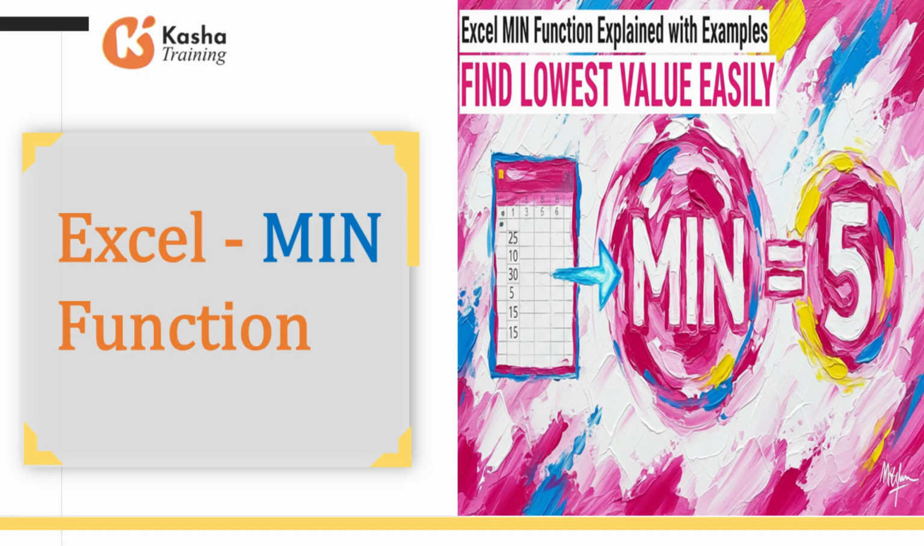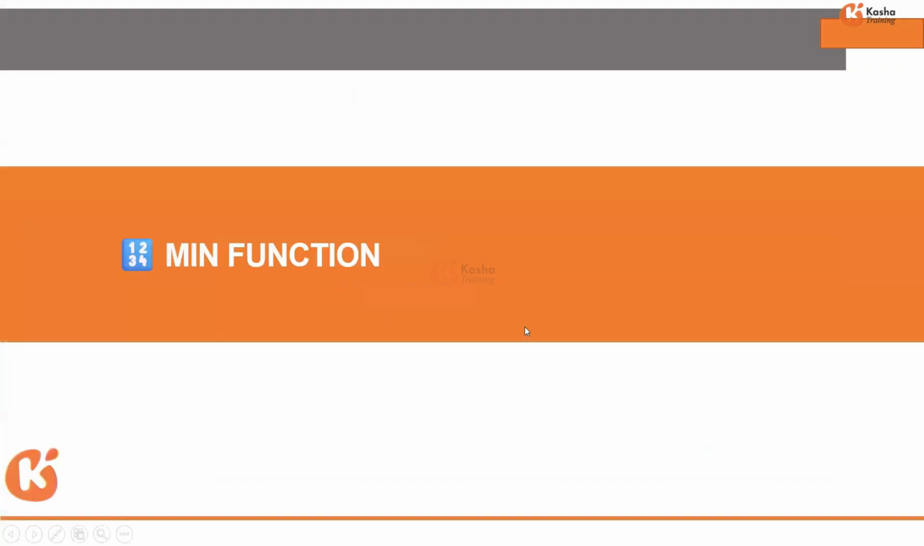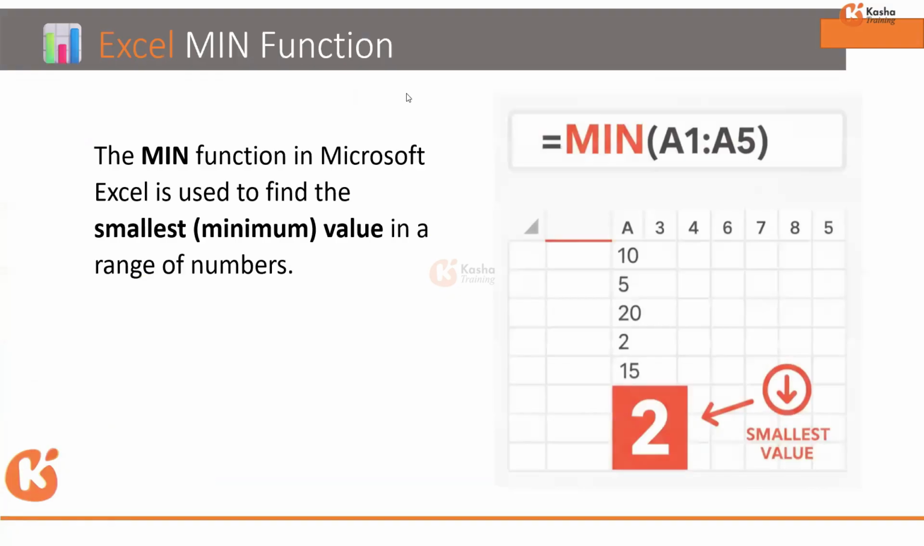In today's session, we're going to discuss what the Excel MIN function is. In the Excel MIN function, we calculate the smallest, minimum value among all the values mentioned. For example, here you can see these are the values mentioned, and among all these, the value 2 is the smallest value. This is what we're going to learn in today's session: how to calculate the minimum value out of all the listed values.